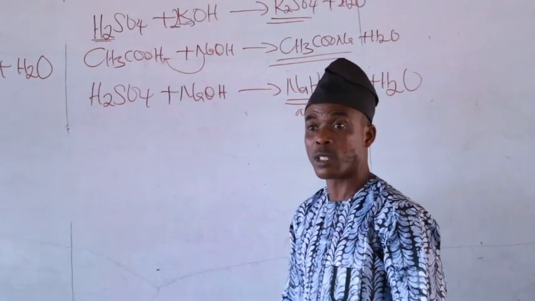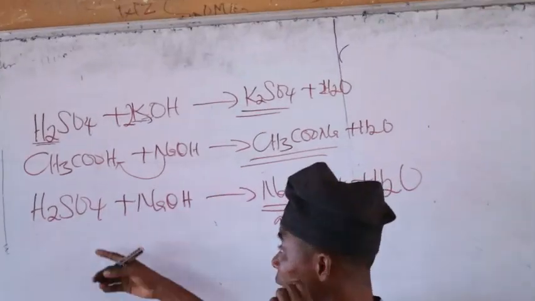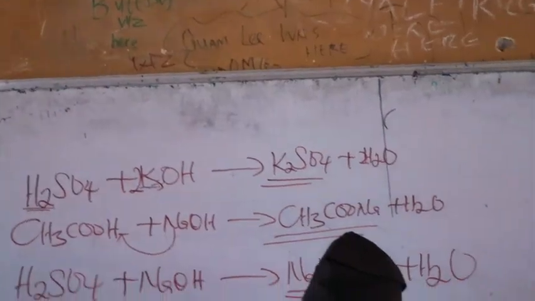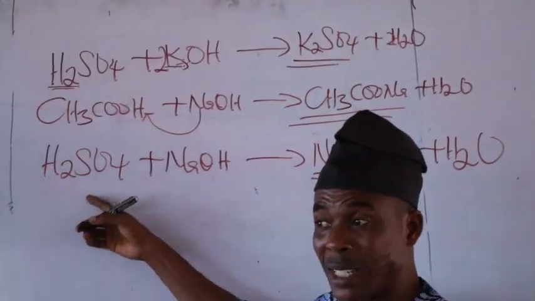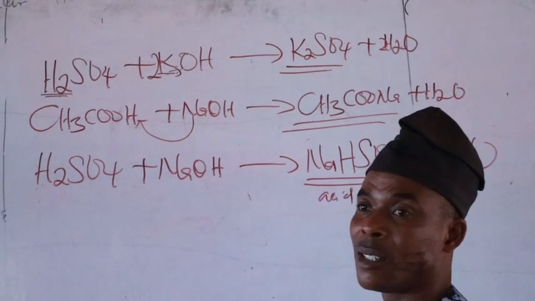This type of salt is called acid salt. So an acid salt is formed when the replaceable hydrogen ion of an acid is partially replaced: out of two, one is replaced with metal. So we call this one an acid salt.